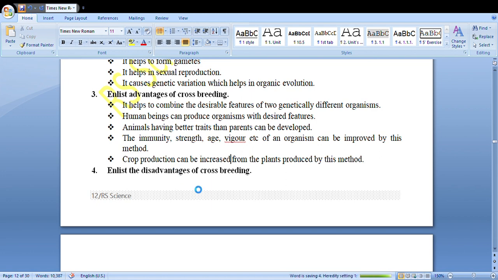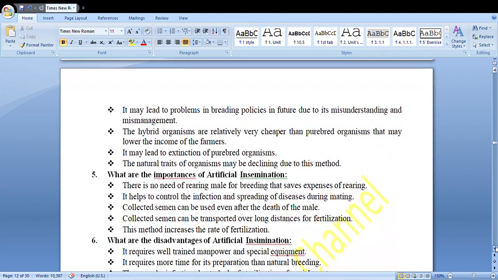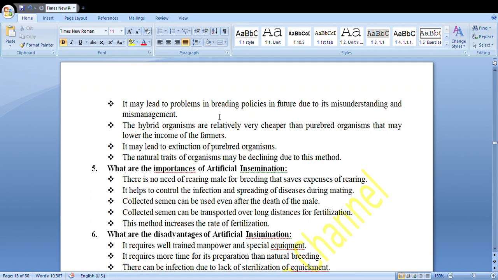Enlist the disadvantages of crossbreeding. Crossbreeding has the following disadvantages. It may lead to problems in breeding policies in future due to its misunderstanding and mismanagement. Hybrid organisms are relatively much cheaper than purebred organisms, which may lower the income of farmers. It may lead to extinction of purebred organisms. The natural traits of organisms may decline due to this method.